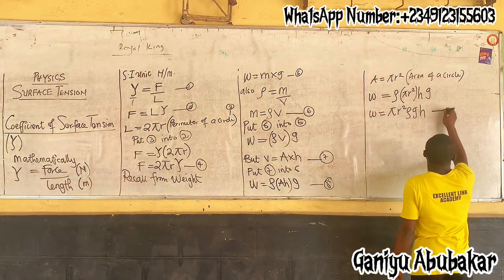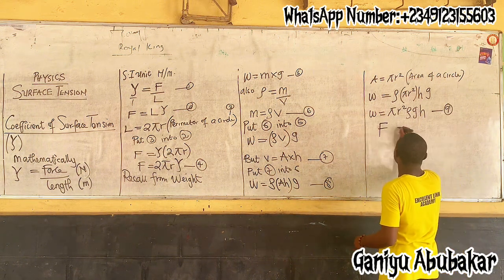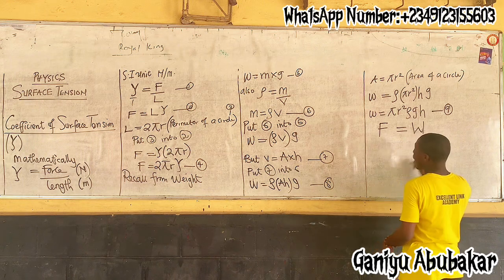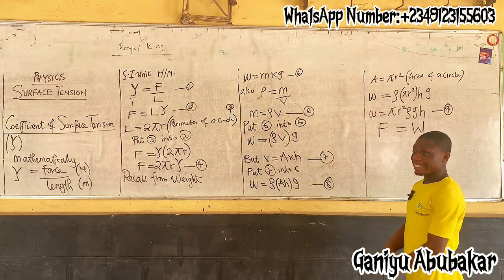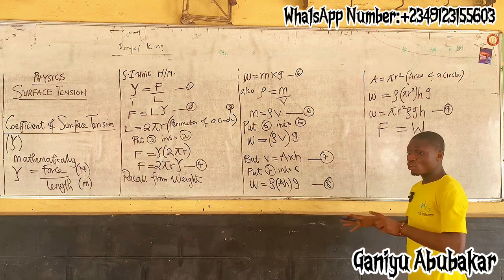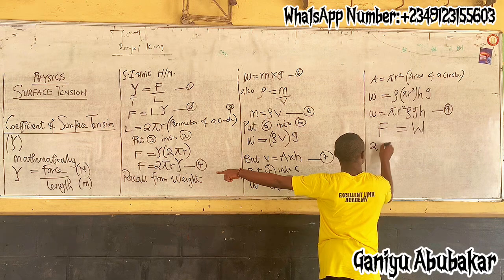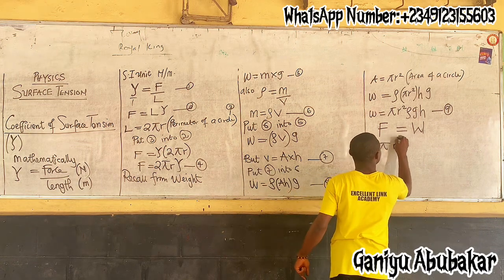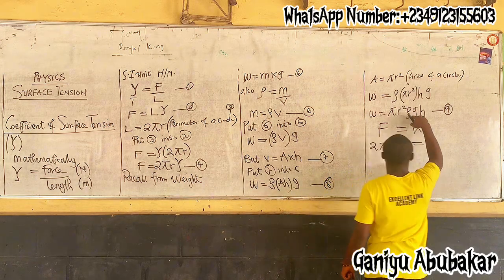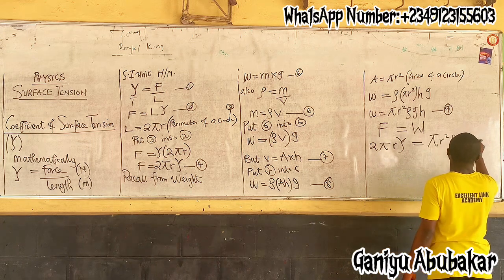Equation what? I'm seeing weight. Force and weight have the same sign, Newton. Because of that, I'll now equate the two of them. What's your force here? That's 2 pi r gamma. What's your weight here? Pi r square rho g h.